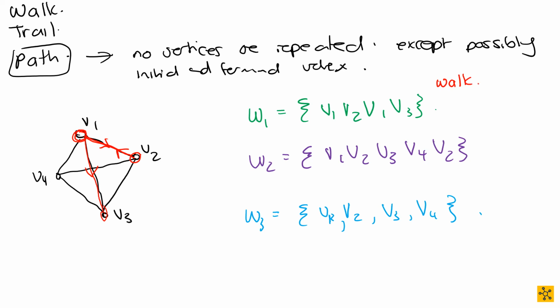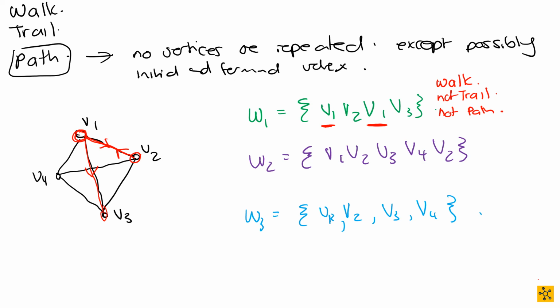Is it a trail? No, you repeat that edge V1, V2, so it's not a trail. And is it a path according to this definition? No, because it repeats the vertices. So once you see that, and it's not happening at the beginning and end only, then it is not a path. So this isn't a path.